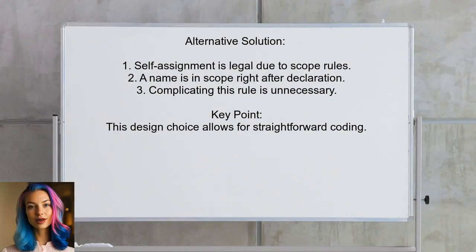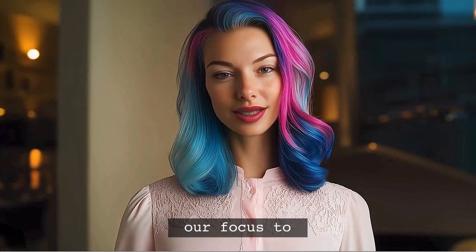This user explains that the self-assignment of a variable in its definition is legal due to a rule in C++. This rule states that a name is in scope immediately after it is declared. They argue that complicating this rule to prevent such assignments would be unnecessary. Now, let's shift our focus to a different response.